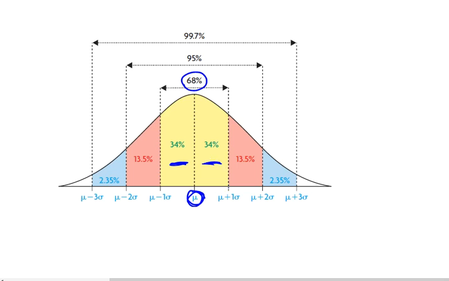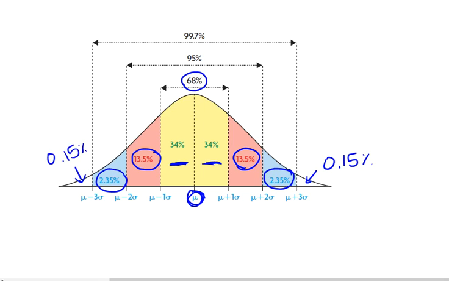Then you add another standard deviation, and we get another large section on each side. Another standard deviation, we get a little bit on each side, and that gives us 99.7%. What's left in this tiny little space here is 0.15%, and over here, 0.15%.